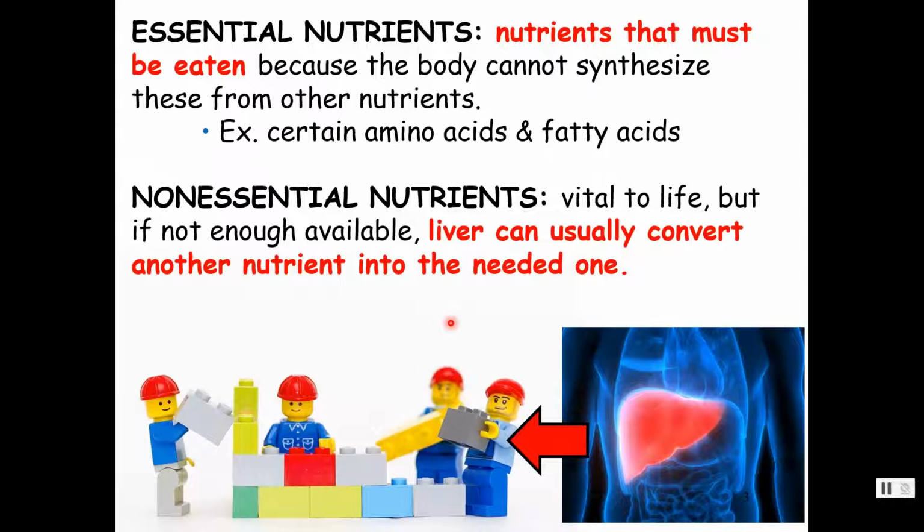And so I think of Legos whenever I study nutrition. You see this Lego picture a lot. The master builder is going to be the liver, because you have non-essential nutrients. These are things that are vital to life, like the other amino acids and the other fatty acids. But if there isn't enough consumed in the diet, then the liver can usually convert another nutrient into that needed one. That's why I call it the magical organ, the liver. It is the master Lego builder. So the only things that it can't build are those essential nutrients. That's why those must be consumed in the diet, and that's what the word essential means.